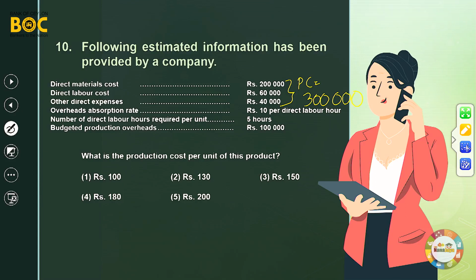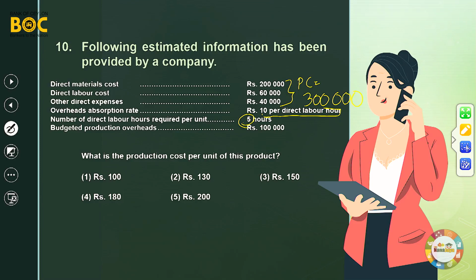Overhead absorption rate is 10 rupees per direct labor hour. The number of direct labor hours required per unit is 5 hours. The budgeted production overhead is 100,000 rupees.